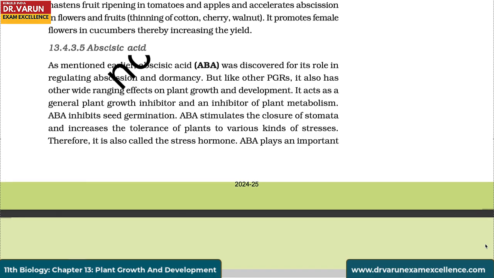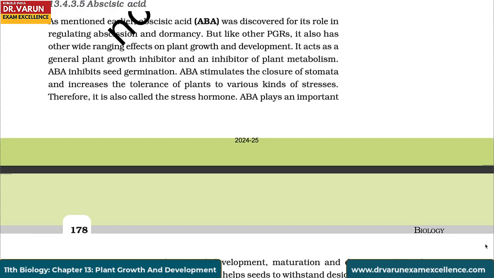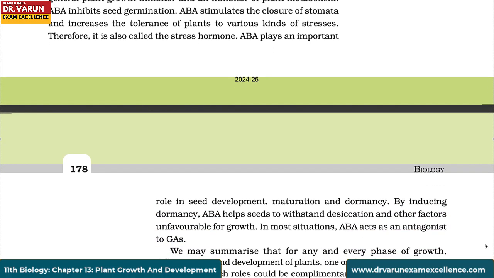Abscisic acid. As mentioned earlier, abscisic acid or ABA was discovered for its role in regulating abscission and dormancy. But like other PGRs, it also has other wide-ranging effects on plant growth and development. It acts as a general plant growth inhibitor and an inhibitor of plant metabolism. ABA inhibits seed germination. ABA stimulates the closure of stomata and increases the tolerance of plants to various kinds of stresses. Therefore, it is also called the stress hormone.